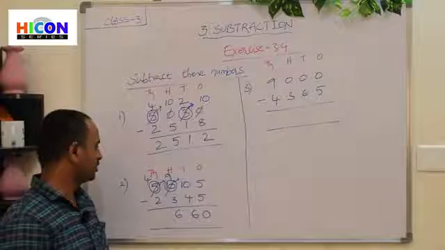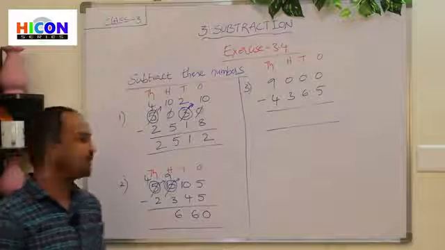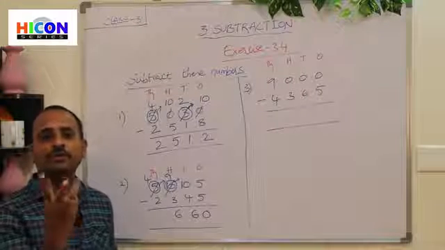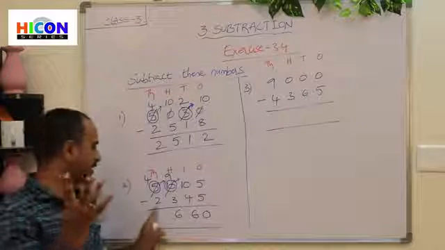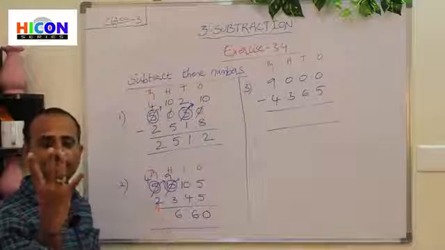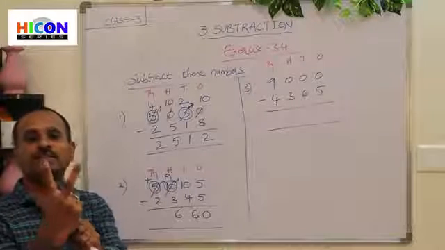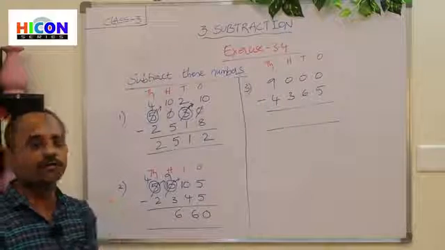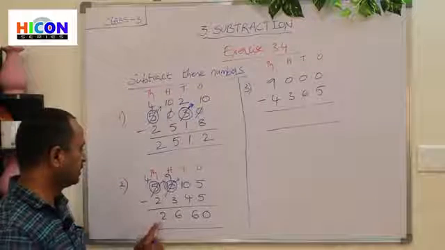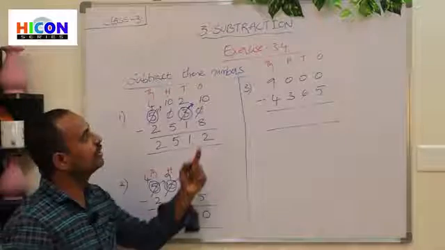Thousands place. Children, in thousands place, what are the digits present here? 4 and 2 are present in thousands place. What is the first number? 4. So open 4 fingers of your hand. 1, 2, 3, 4. What is the second number here? 2. So close 2 fingers among these 4 fingers. 1, 2. Children, how many fingers are remaining? 1, 2. So 2 fingers are remaining. So write 2 under thousands place. So the answer is 2616.